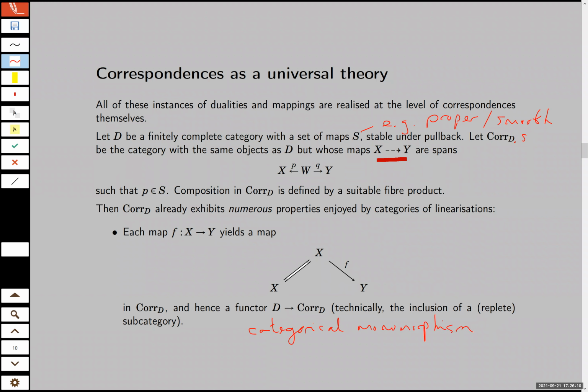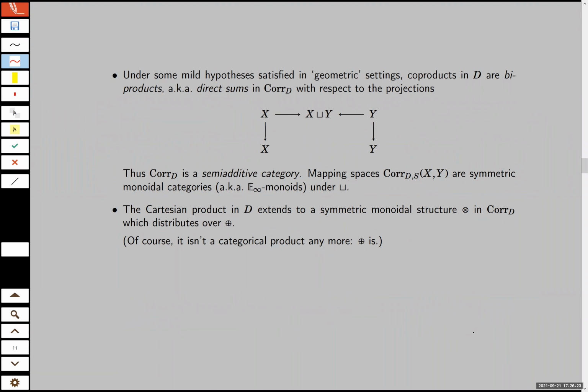So that's quite an important feature, that the classification of objects of D doesn't change when you go to correspondences. You just get more ways to compare them. Here's the first linear feature of these things. Under some mild hypotheses, which are satisfied in all the examples that we mentioned, such as manifolds and schemes, co-products in D become biproducts in correspondences of D. So a biproduct is just a product and a co-product in the category, a direct sum.